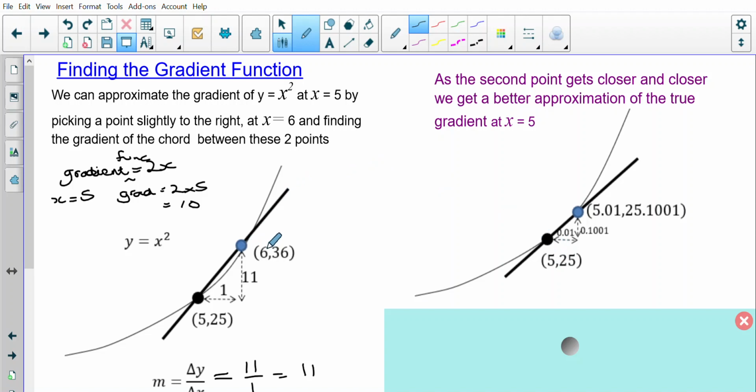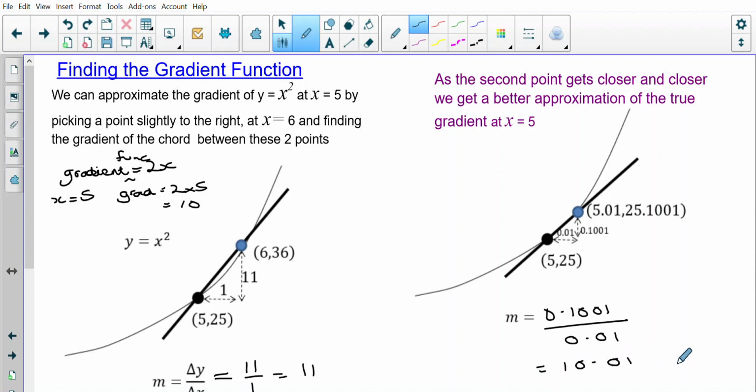So here we picked our second point at x equals 6. In this little diagram, we're going to pick our second point at x equals 5.01, so very, very close to 5. If we get the y coordinate at x equals 5.01, so we square 5.01, this gives us our y coordinate, 25.1001, and then from the x and y coordinates we can work out the vertical height of our triangle and horizontal height of our triangle. And if we then use those points to work out our gradient, we've got the vertical height, 0.1001 over the horizontal distance, which is 0.01, and if we pop those into the calculator, we get a gradient of 10.01. So that's actually very close to what we know is the true gradient at x equals 5, which is a gradient of 10. So the smaller we make that gap between 5 and the point to the right, the better our approximation for the gradient is going to be.